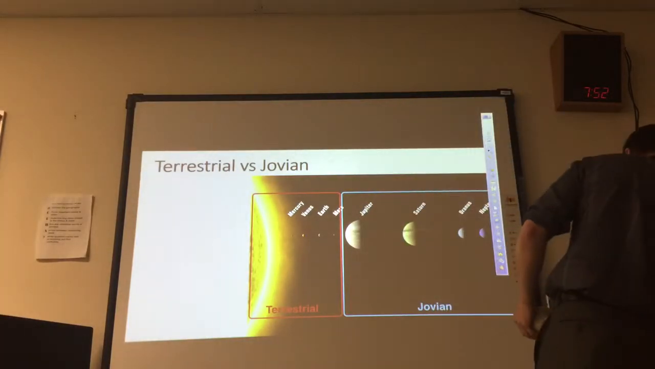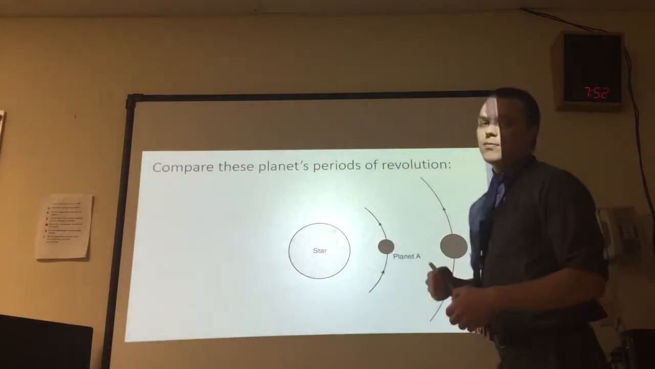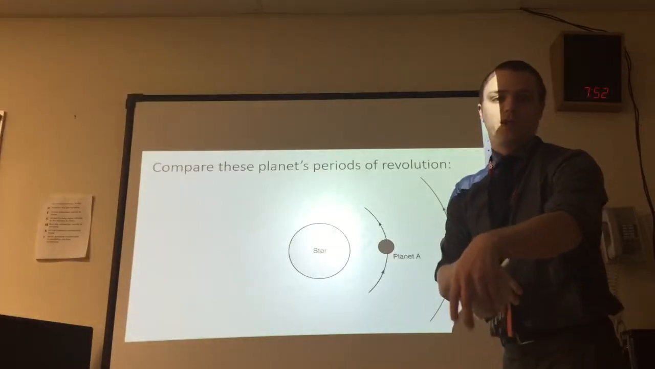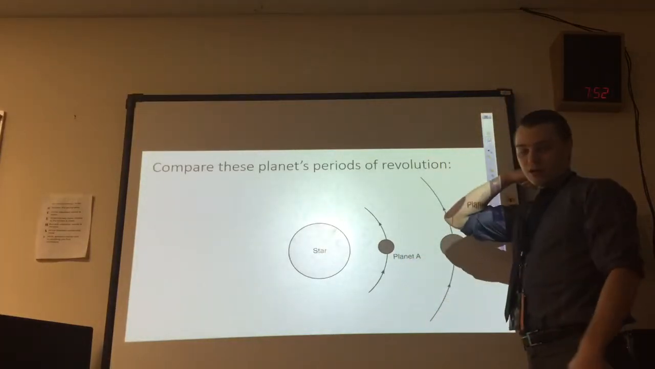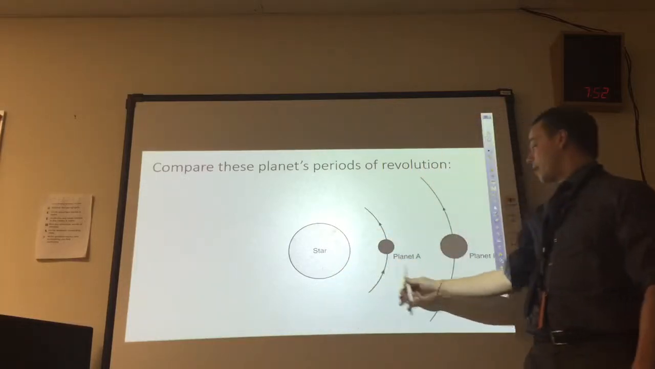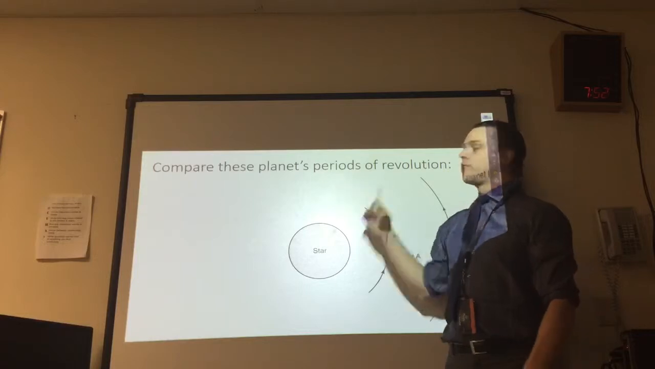And the key is to just remember, let's see if this bad boy works. Yes. The key is just to remember that the inner planets are going to be our terrestrial planets. The outer planets are our Jovian planets. So here's a really intro question. We got planet A here. We've got planet B here. Compare the planets' periods of revolution.